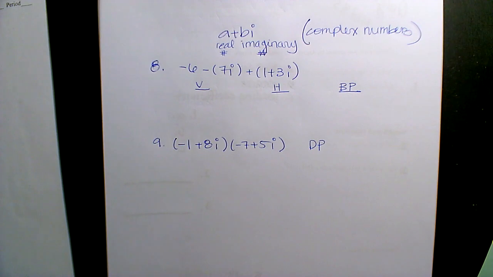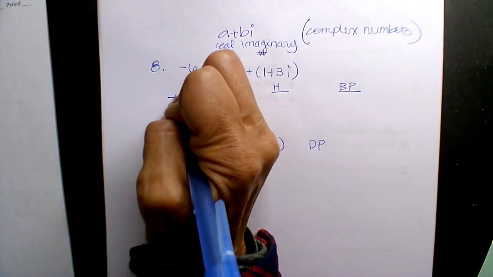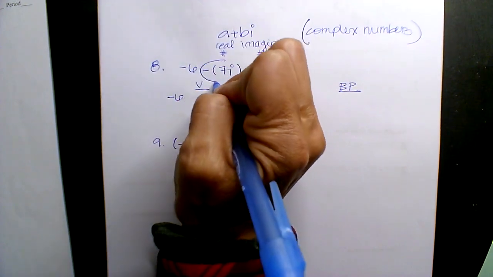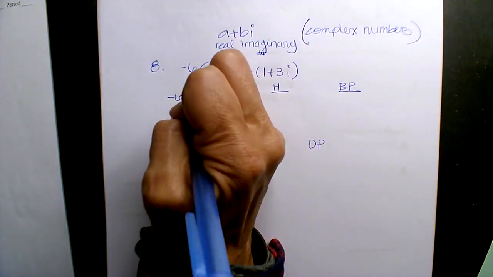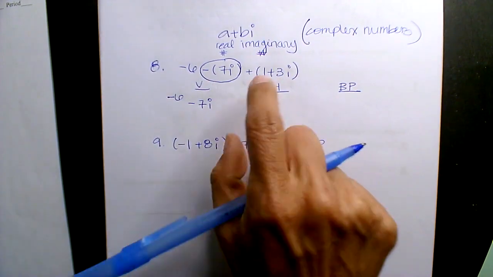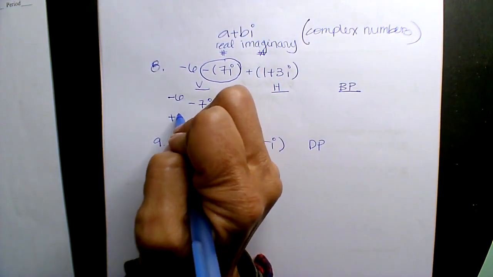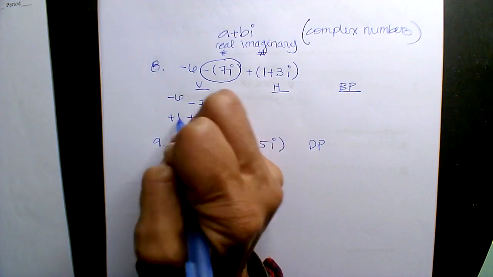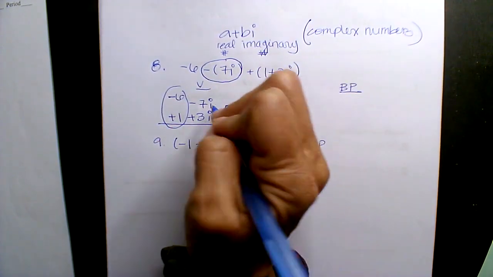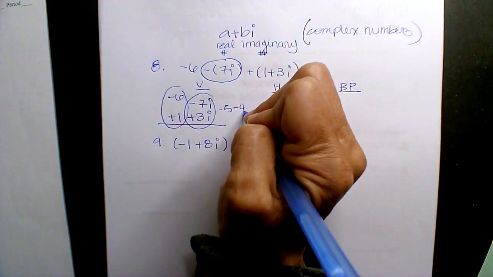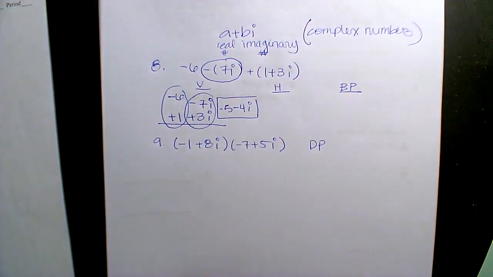Okay, so if I do number 8, -6 is a real number. Negative, and then in parentheses 7i, so that's an imaginary. And then plus 1 plus 3i. Go ahead and add down. That is -5 minus 4i, and so there it is, if you preferred vertical format.